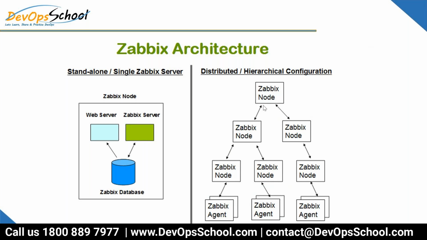Okay. So here you see distributed hierarchical configurations. So Zabbix node means Zabbix server, Zabbix server, Zabbix server. These can all be set up in a distributed environment, and agents will respond to different proxies.